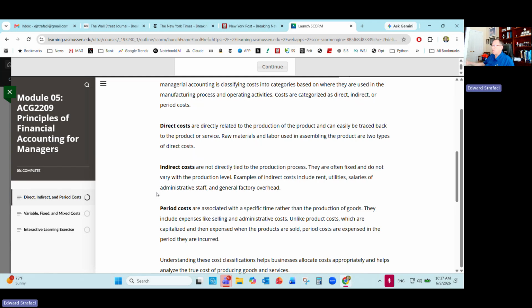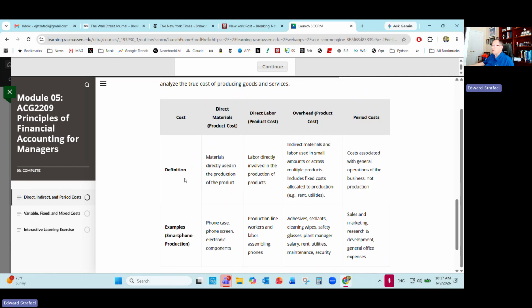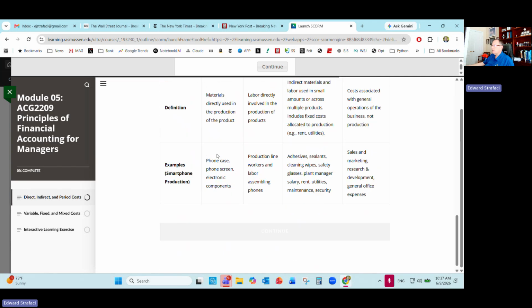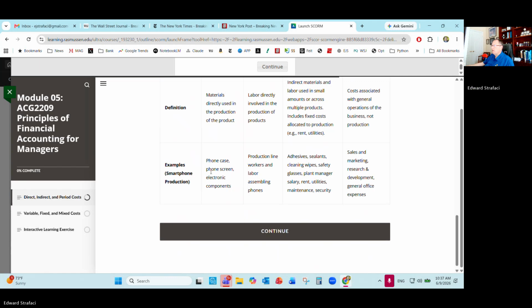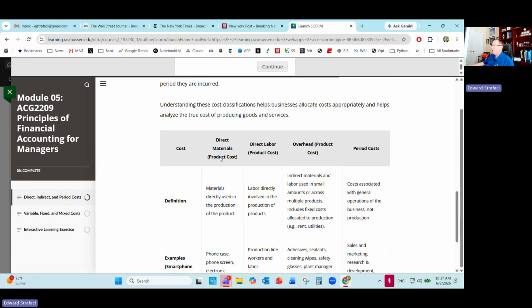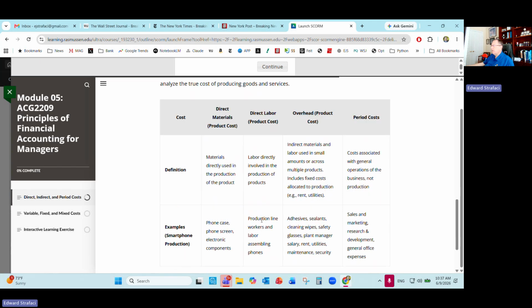And then you have period costs that happen over time. So in this particular case, you have direct costs like materials directly used. For instance, if it's a phone case, the phone screen, the electric components. Then you have the direct labor costs. And then you have the overhead, which has to be apportioned, and the period costs, which are like insurance. The reason why I use the word period costs is because they're costs that happen over time.